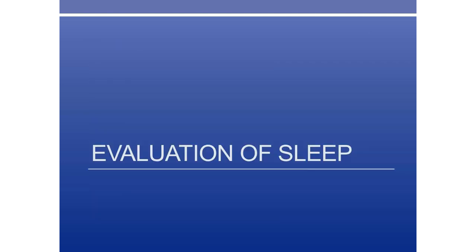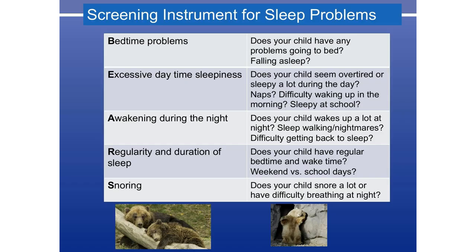So that was about normal sleep. Some points that are important for the talk. How do we evaluate sleep? In primary care, you evaluate sleep with a screening instrument called BEARS. I'm sure that many of you are aware of this instrument. It has been validated in many studies that evaluate sleep and sleep problems. Basically, it's an acronym for questions you ask about bedtime problems, excessive daytime sleepiness, awakening during the night, regularity and duration of sleep, and snoring.